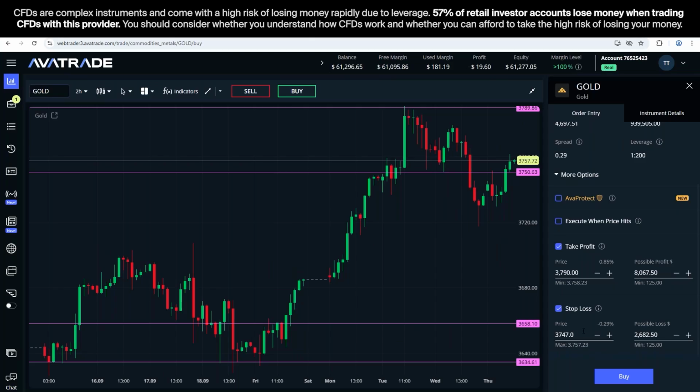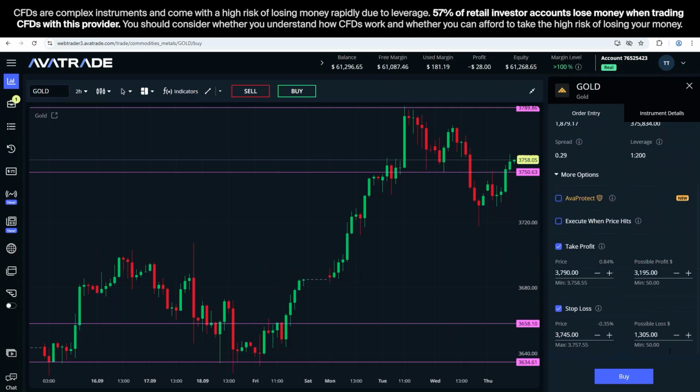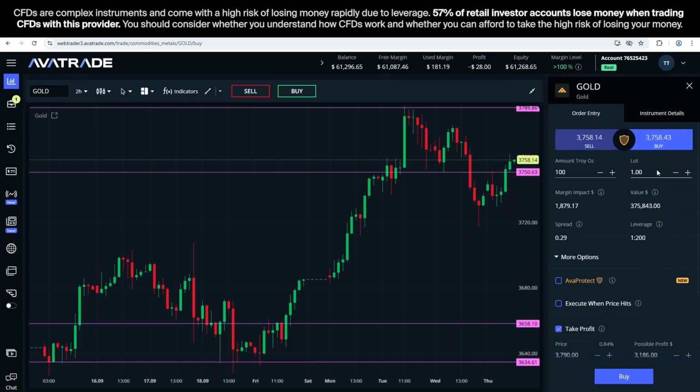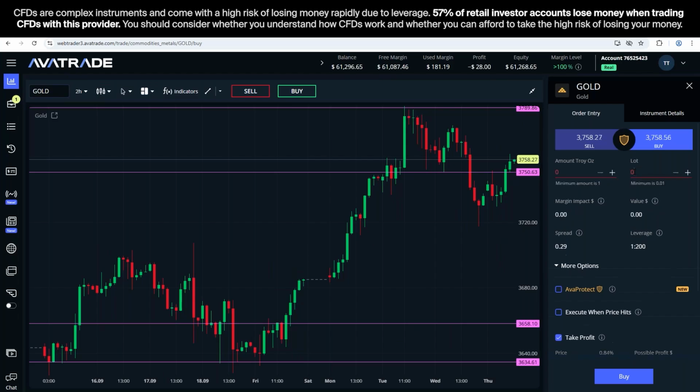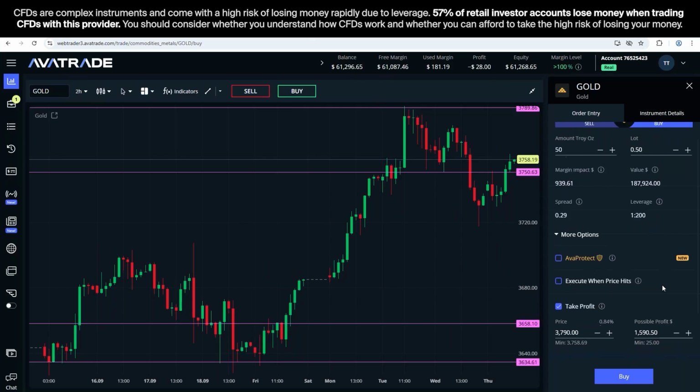I can go a little lower with my stop loss just to make it a bit more secure. If it hits 37.45, then for sure it broke below this support level, and I'm risking less than half of the potential profit. Now I just need to come over here and say what trade size makes sense. So if I do one lot, I'm risking 1,300. If I do half a lot, whoops, that's 5 lots. Half a lot, I'm risking about 1% of my balance, a little more.